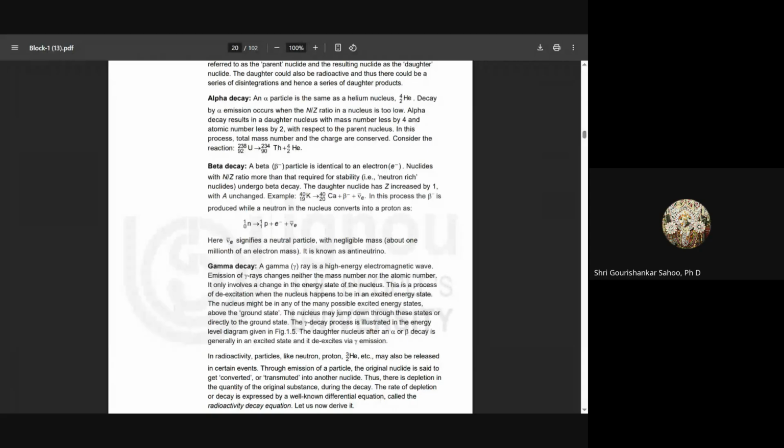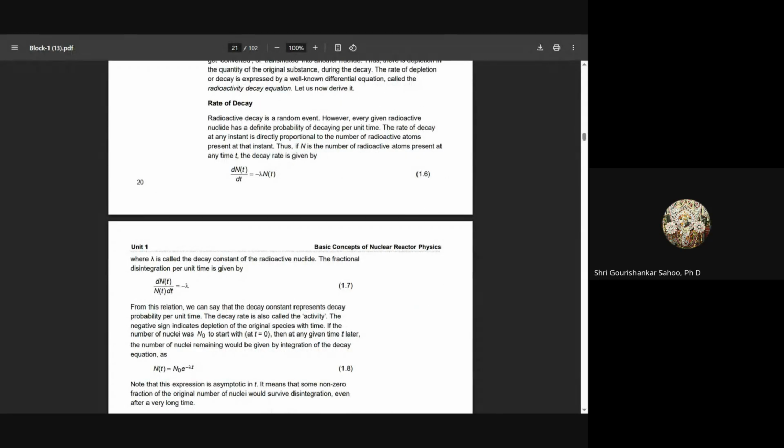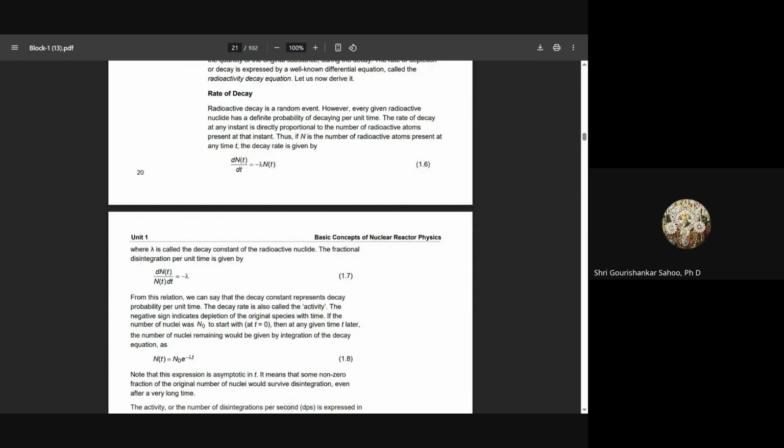Gamma decay: high energy electromagnetic waves. Emission of a gamma ray changes neither the mass number nor the atomic number. So an alpha particle is nothing but a helium nucleus, beta decay is nothing but an electron, and similarly gamma is a high energy photon. The rate of decay can be calculated using the formula dN/dt equals minus lambda N, which is a function of t. And N(t) is N0 e to the power minus lambda t. You know it.